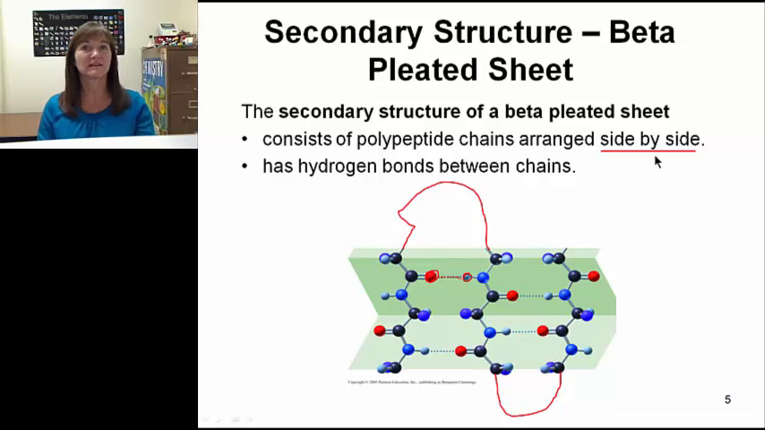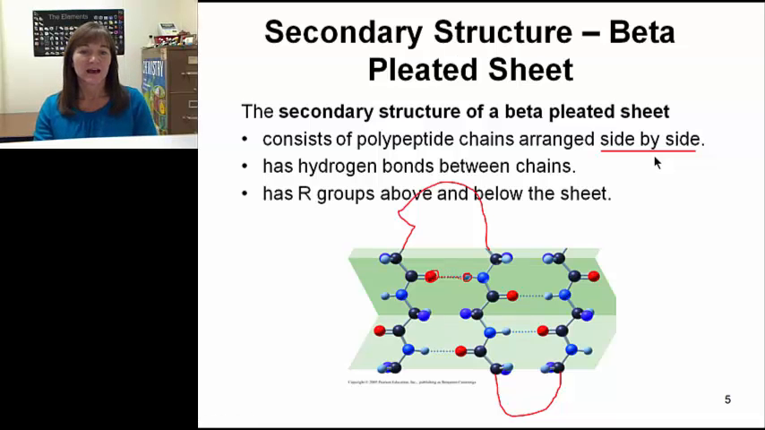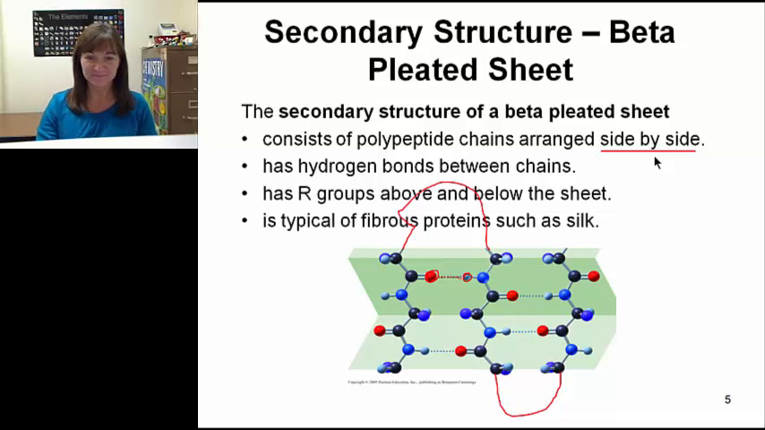The other one, the alpha helix, they often say the whole coiled shape is kind of a giveaway for that one. In a beta pleated sheet, the R groups are going to lie above or below the sheet. So the beta sheet, if you think of it like this, your R groups are either sticking up or sticking down. It tends to be typical in fibrous proteins such as silk.